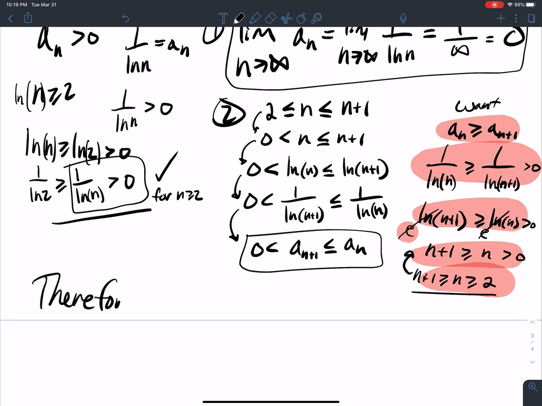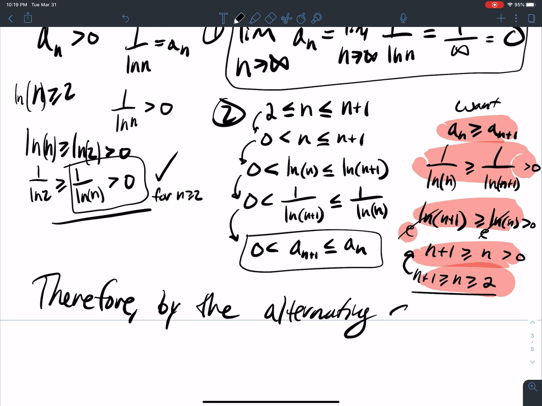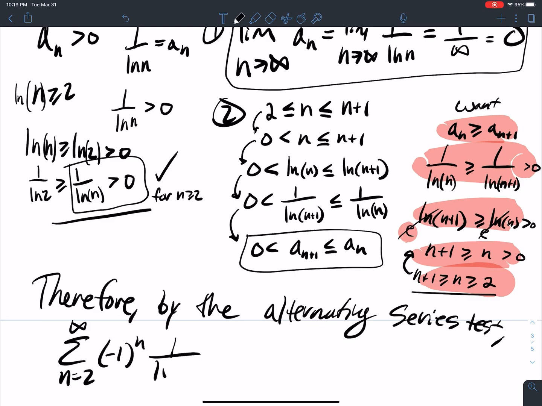All right, so therefore, by the alternating series test, the series n equal 2 to infinity of negative 1 to the n, 1 over ln n converges. Okay, this series converges. All right, guys, in the next video, we're going to talk about alternating series and the remainder.